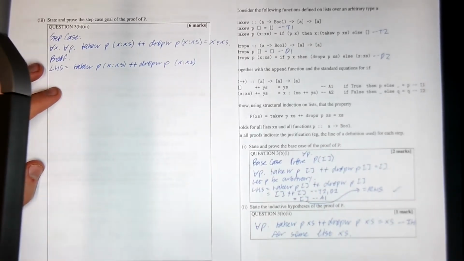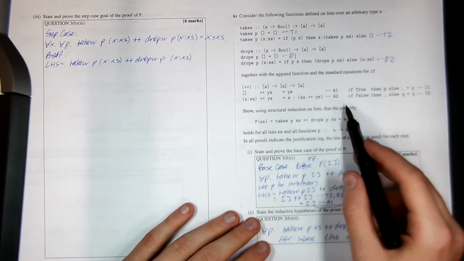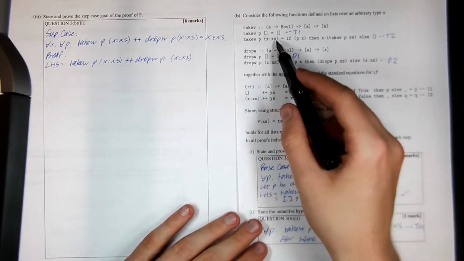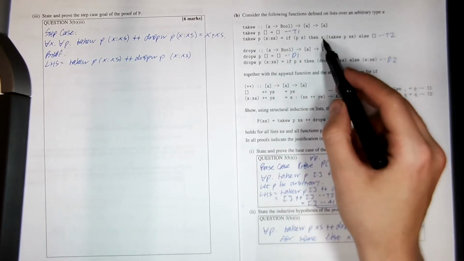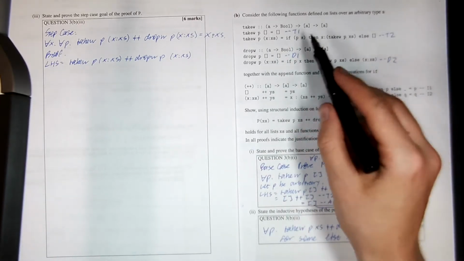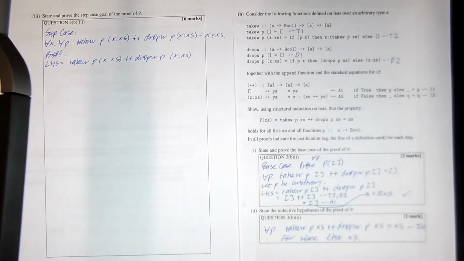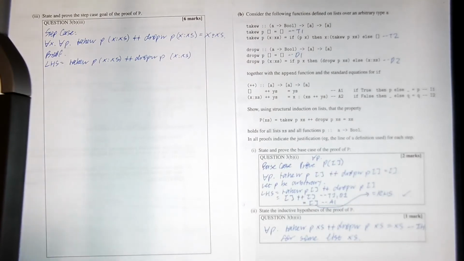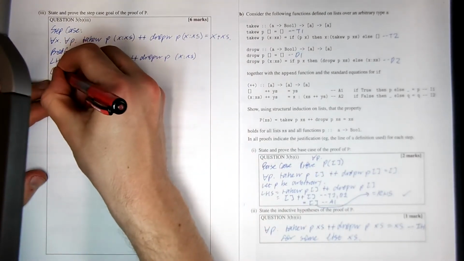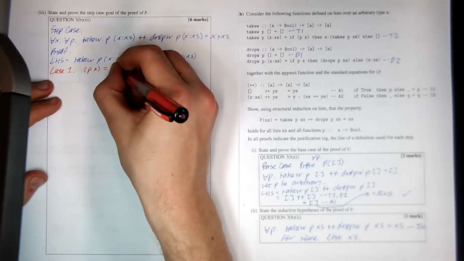Okay, so what can we use to help us? Take-while P: if P of X is true, then the X comes out the front, else we get the empty list. Now, I don't know if P of X is true or not, so I'm probably going to have to do cases here. I'll do two cases where P of X is true and P of X is false. So, case 1, P of X is equal to true.